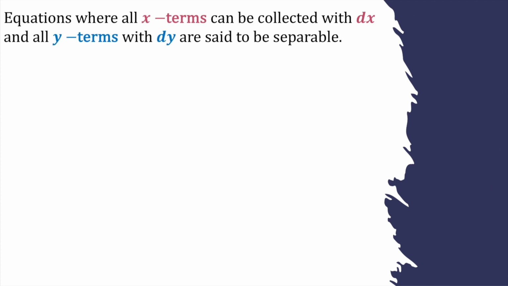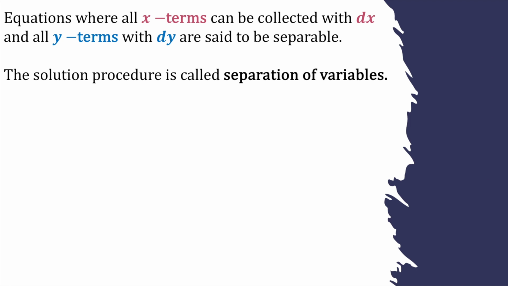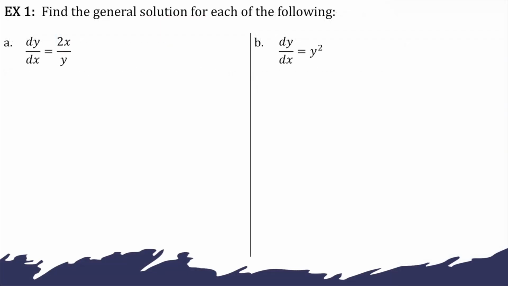Equations where all the x terms can be collected with dx and all the y terms with dy are said to be separable. The solution procedure is called, shocker, separation of variables. So we're just going to dive in with some examples. Find the general solution for each of the following. So A says dy/dx equals 2x over y.